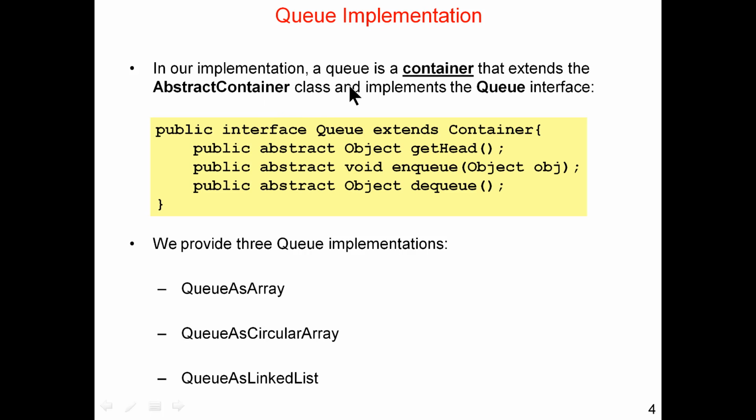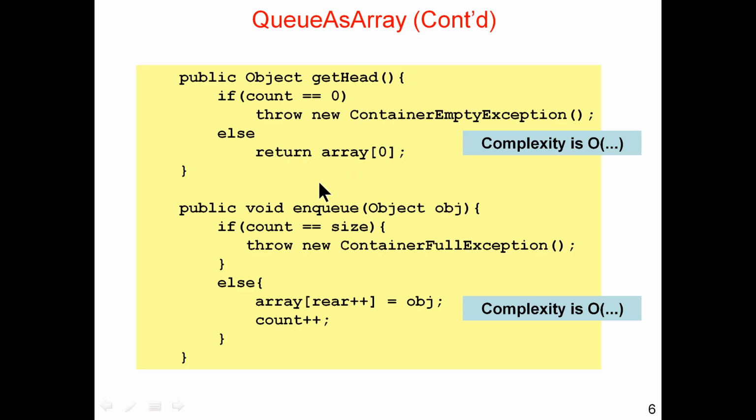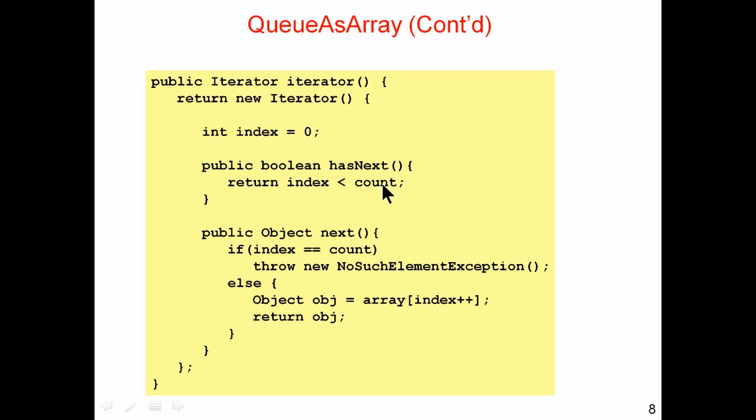I can show you an interface. It is a Java implementation, but I will be talking about the C implementation also in the class. We can have three types of implementation: queue as array, queue as circular array, and queue as linked list. Talking about queue as array, we basically have an array inside this class. It's actually an object-oriented implementation, but the C implementation is very simple. We try to manage the array for the queue, and we have the get head, enqueue and dequeue operations. I will show you the code separately.